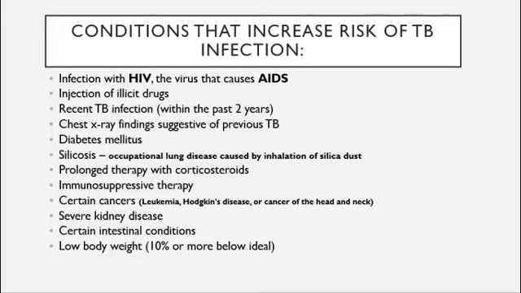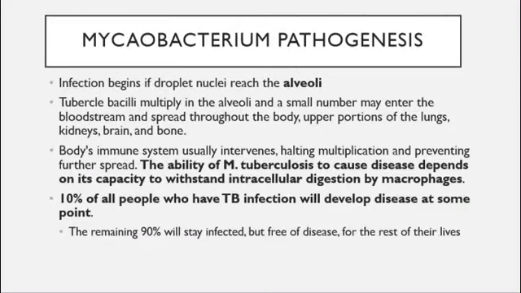So here are some conditions that increase risk of TB infection, and I'm not going to read through all these. You can read through all of them on your own, but some include infection with HIV, the virus that causes AIDS, injection of illicit drugs, a recent TB infection, diabetes, prolonged therapy with corticosteroids, severe kidney disease, low body weight, and so on.